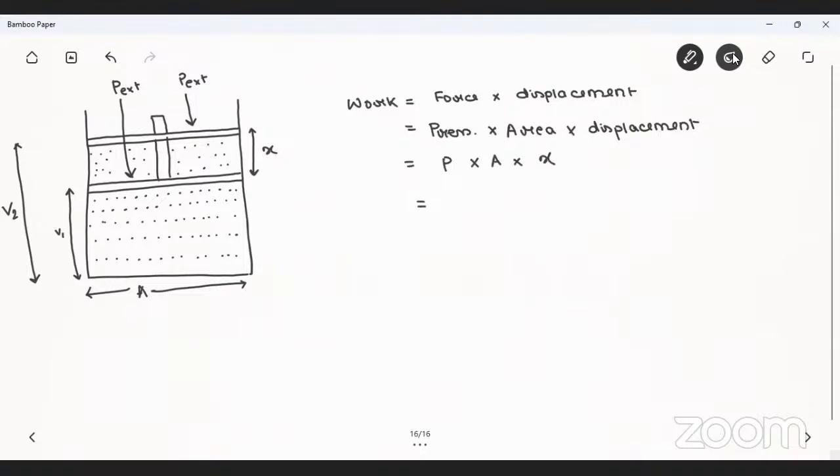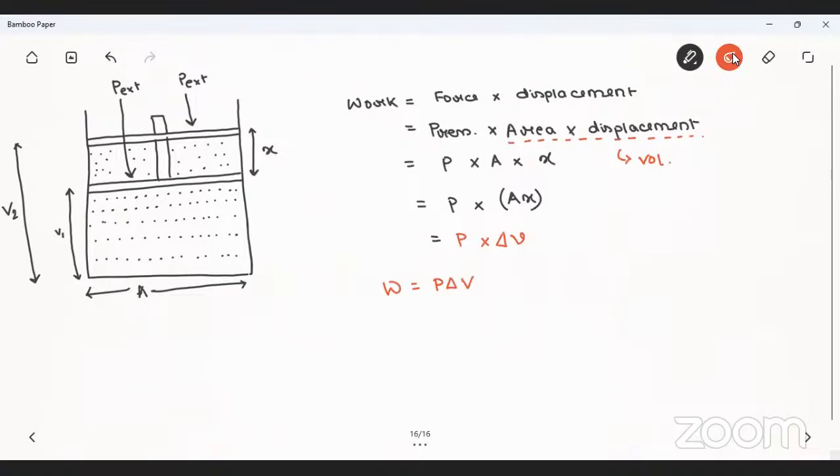Now if I keep the pressure outside and A and X together, we can write it like this. Area into displacement is what? Volume, right? So pressure into volume, but we write it as change in volume. So pressure into change in volume. So the definition of work is W equals P del V.